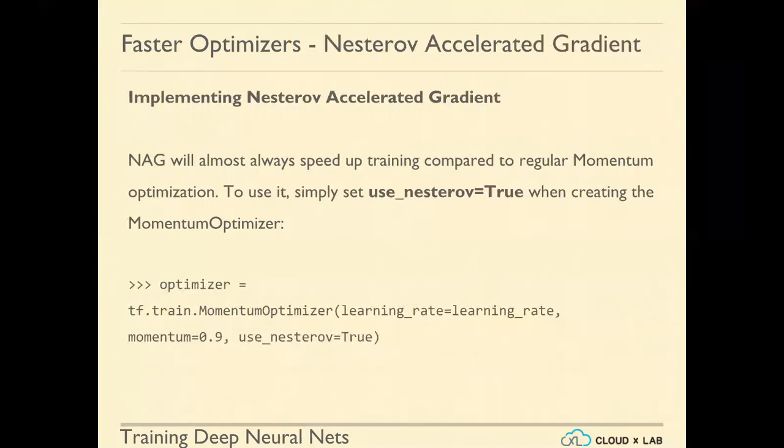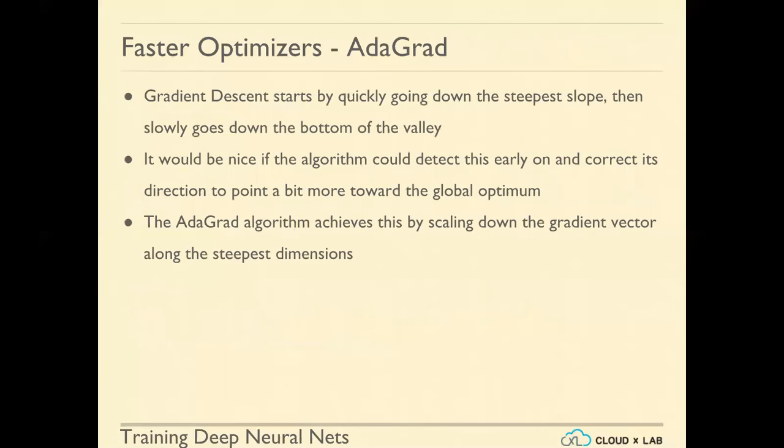Now the next one is AdaGrad, right? So the gradient descent optimizer starts quickly going down the steepest slope, then starts becoming slower and slower as you are reaching the bottom. It would be nice if the algorithm could detect this early on and correct its direction to point a bit more towards the global optimum.